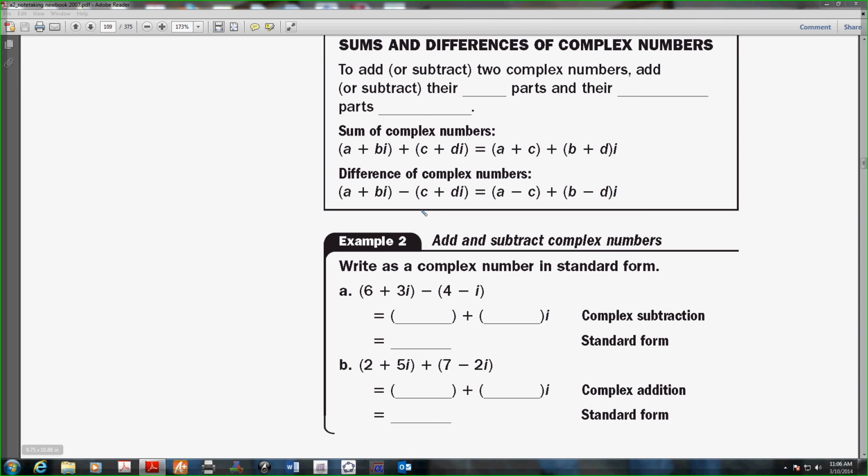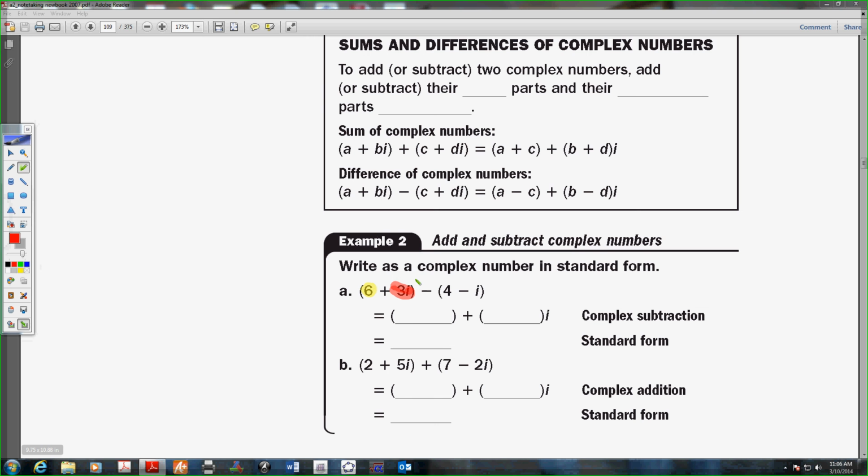Standard form always has its real part first, and then its imaginary part. So we know that a complex number in standard form is always going to have what? Real part and then imaginary part.